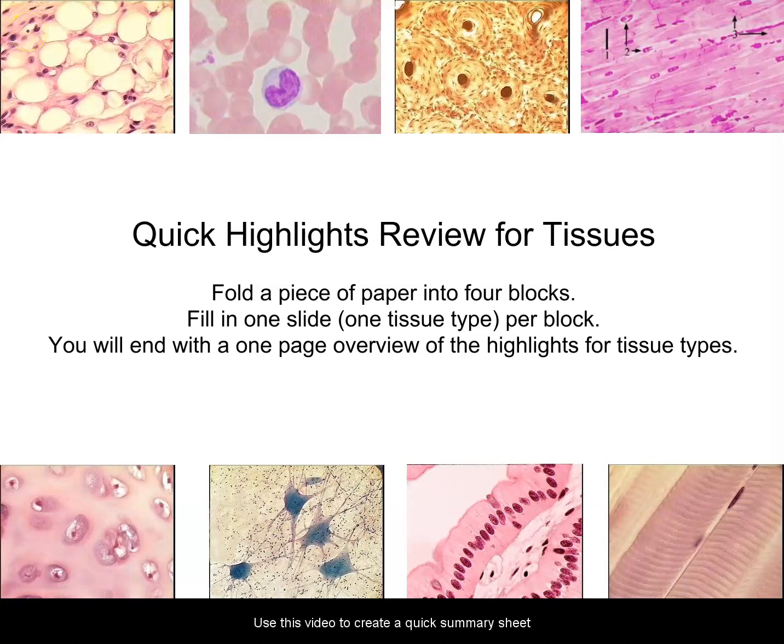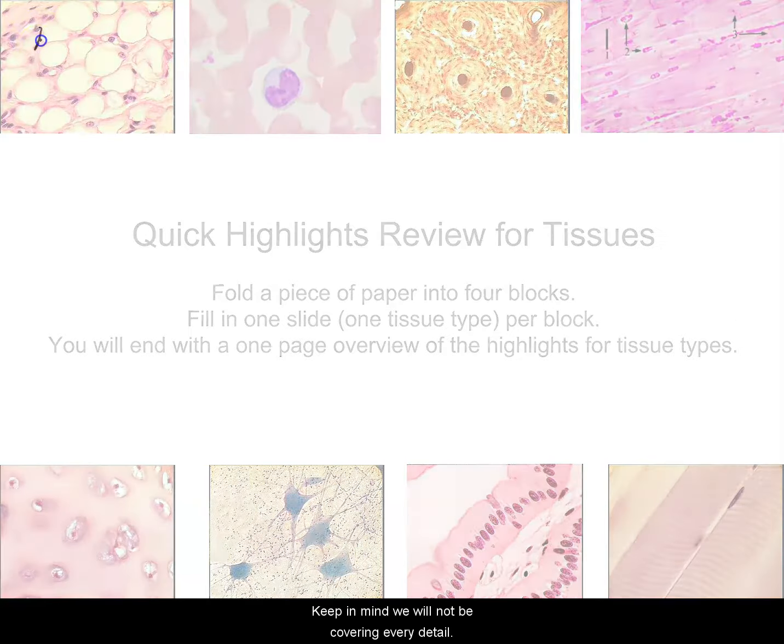Use this video to create a quick summary sheet of the highlights for the 4 different tissue types. So take a piece of paper, fold it into 4 blocks, and we will fill in 1 tissue type per block. So by the end of this video, you will have a full-size sheet of paper with the highlights for each of the tissue types.